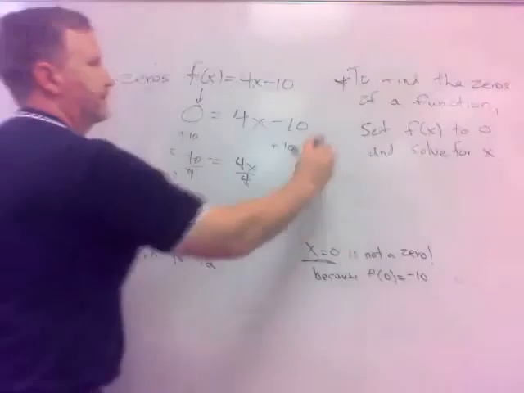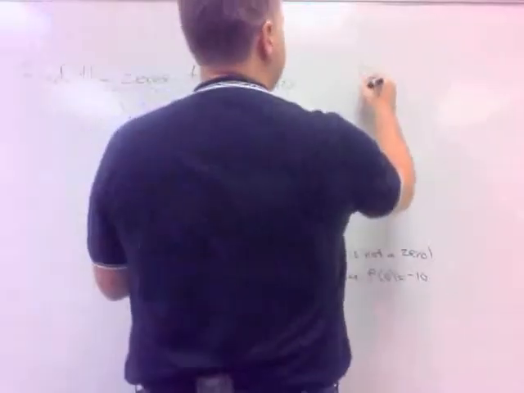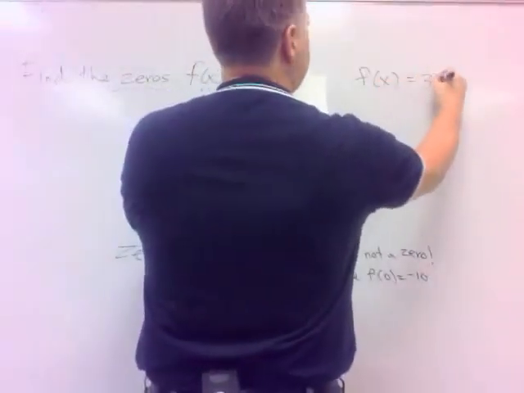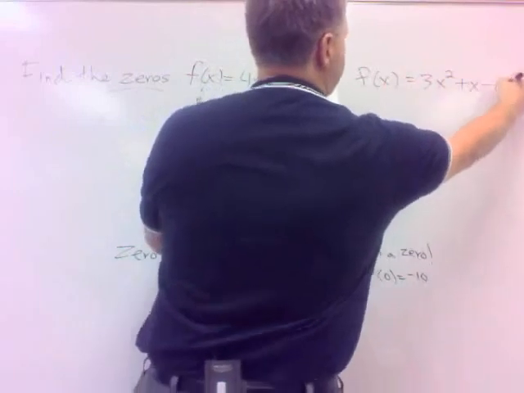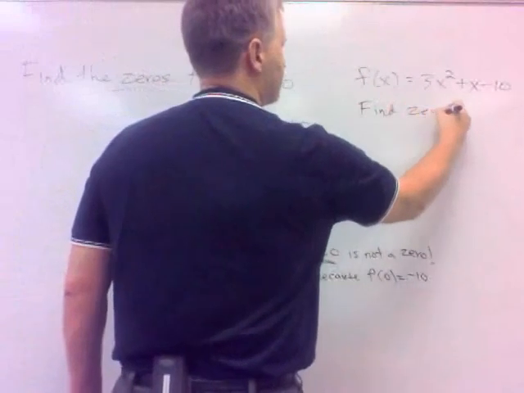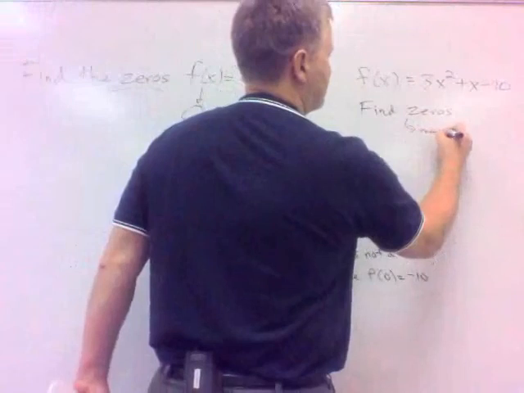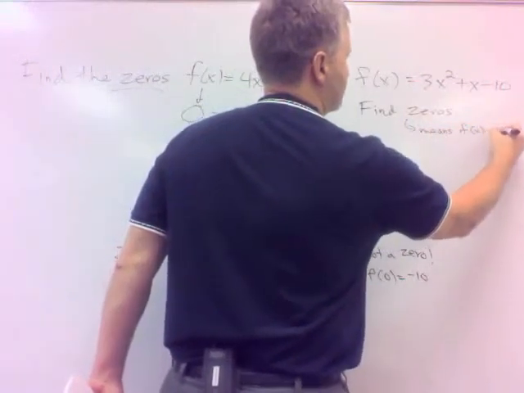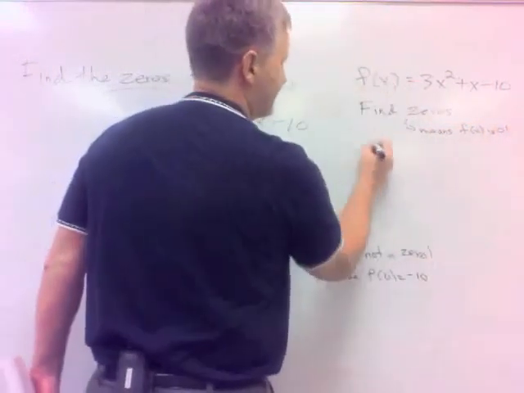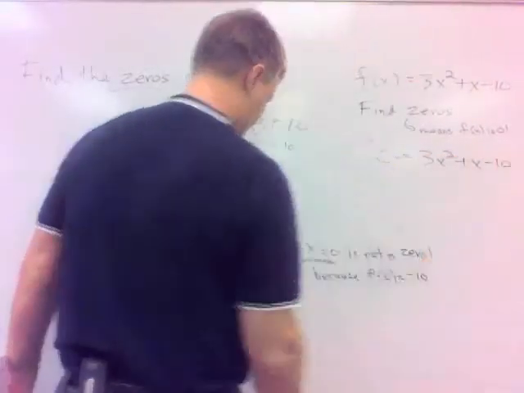Okay? All right. So here's another one. Let's say we've got f of x equals 3x squared plus x minus 10. Find the zeros there. Well, as we know, when it says find the 0, what does it mean to be 0? It means f of x equals 0. So set f of x to be 0 and solve accordingly. How do I solve that one?